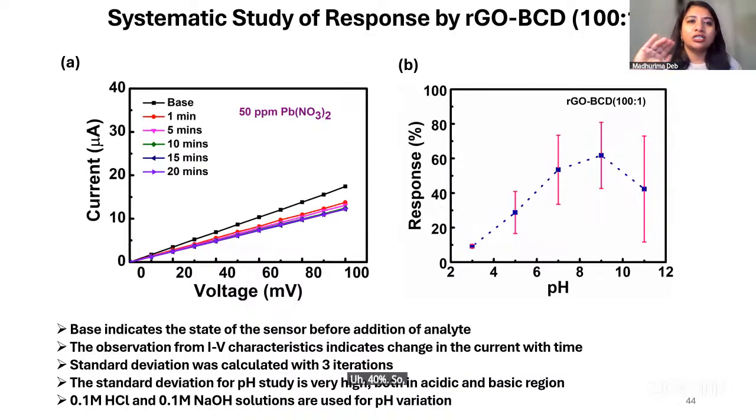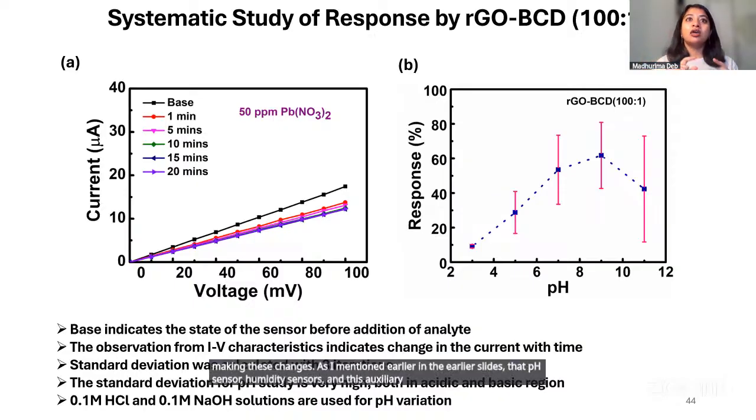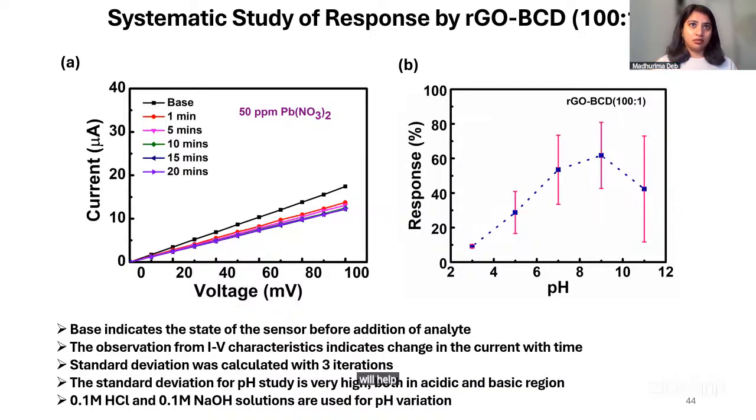So the standard deviation was again calculated with 3 iterations, and this is one of the biggest, I would say, problems or drawbacks of this sensor. And that's why I think that we need some auxiliary sensors for making these changes. As I mentioned earlier in the earlier slides, the pH sensor, humidity sensors, and these auxiliary sensors will help calibrate our sensor better.